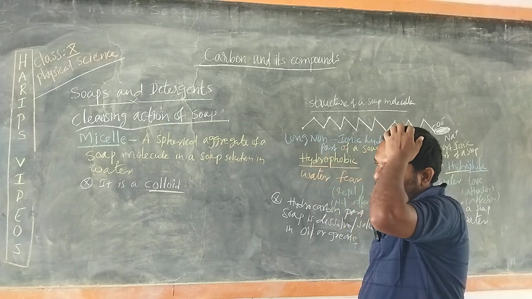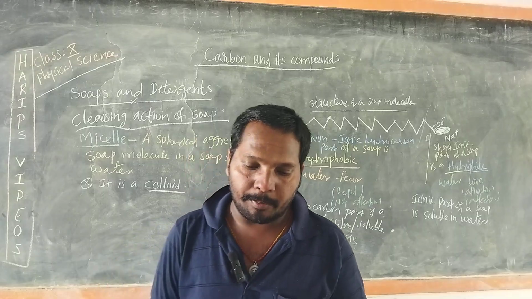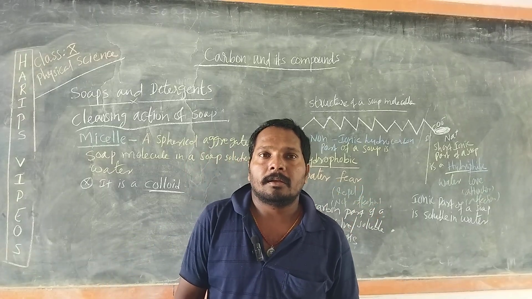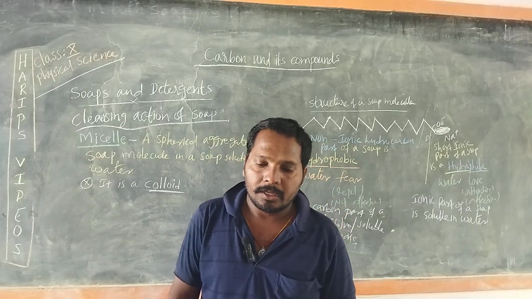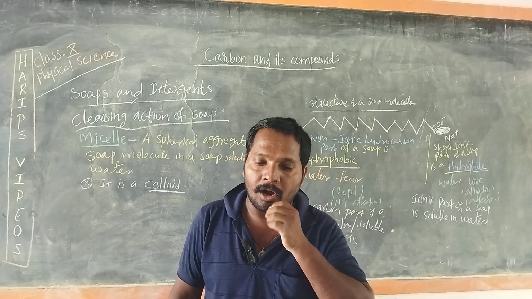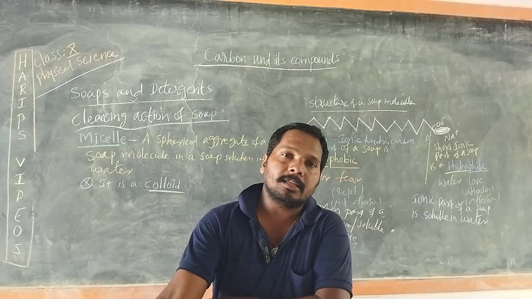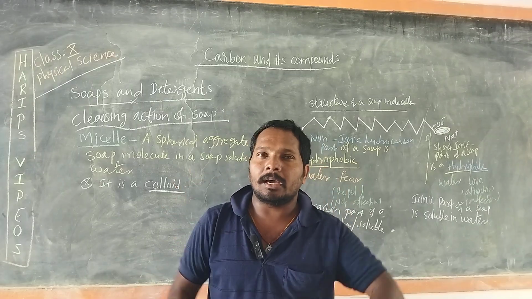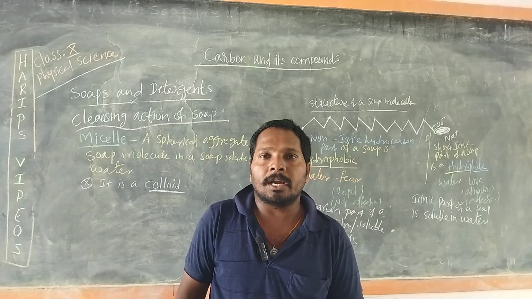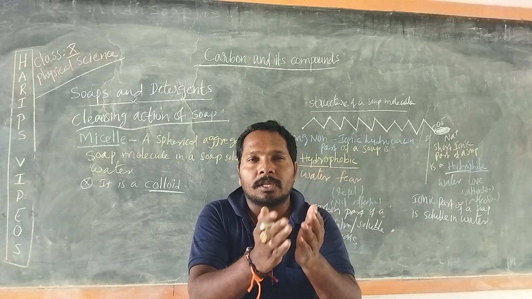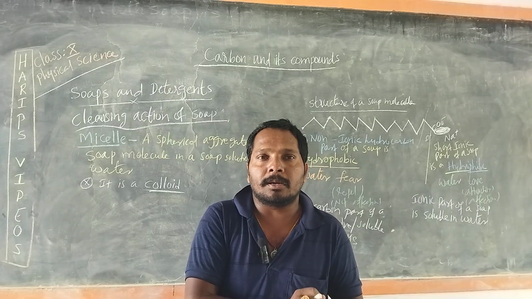It is a colloid. A soap solution appears cloudy because the soap micelles are large enough to scatter light. So whenever we dissolve soap in water, we observe a substance floating in the water. That is nothing but micelle.